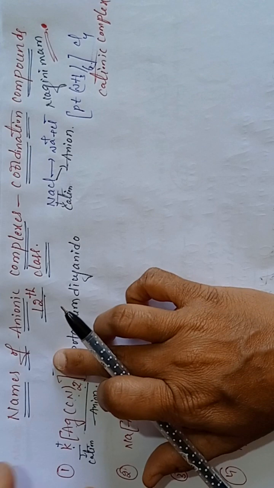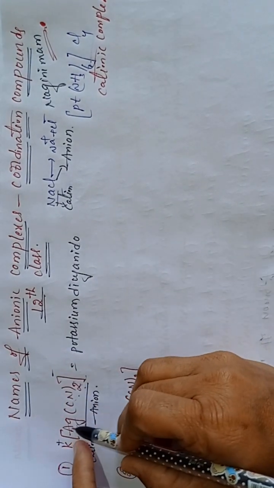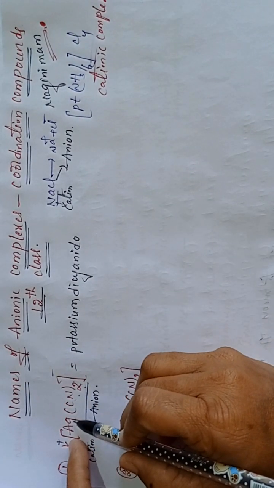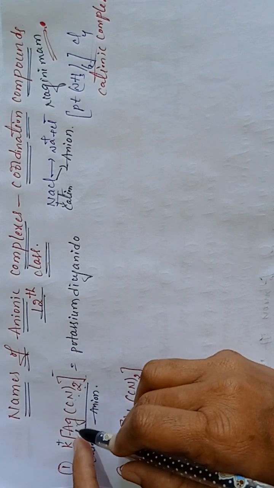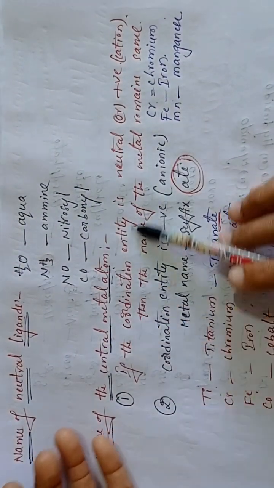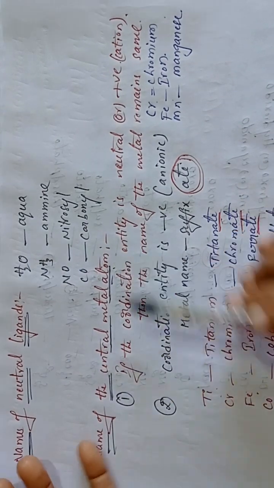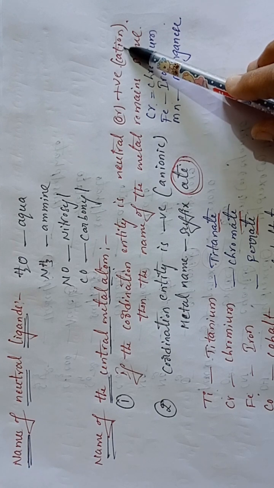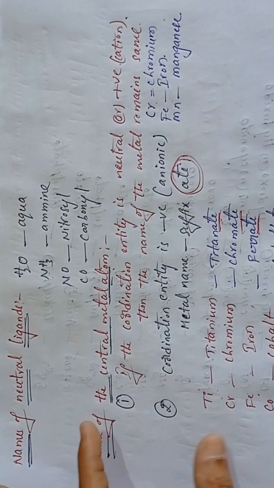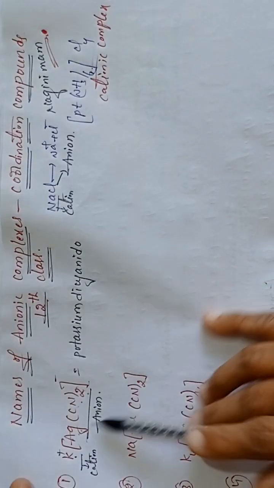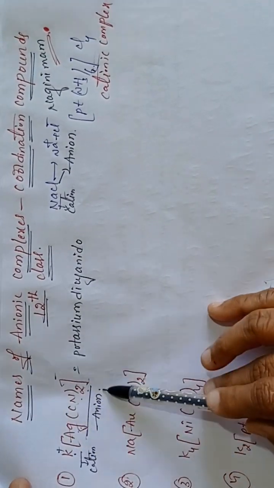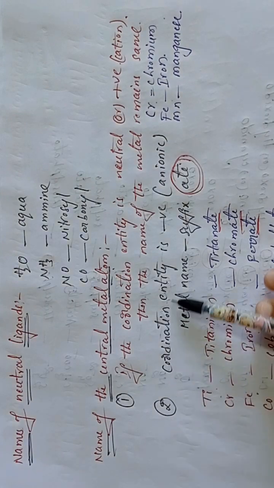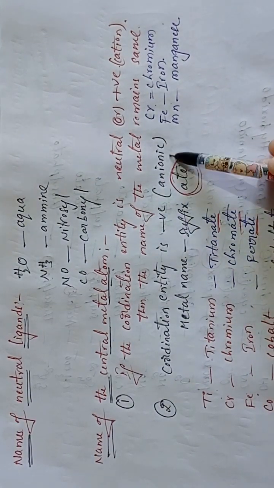If the coordination zone is negative, then to the central metal atom we have to add the suffix ate. Correct? Suffix ate we should add. Last video I showed you. If the coordination entity is neutral or positive, positive means cationic complex. Is the given complex a cationic complex? No, it is an anionic complex, correct? Because in the anion place the square bracket is there, it is an anionic complex. So that's the second case: coordination entity is negative, anionic complex.